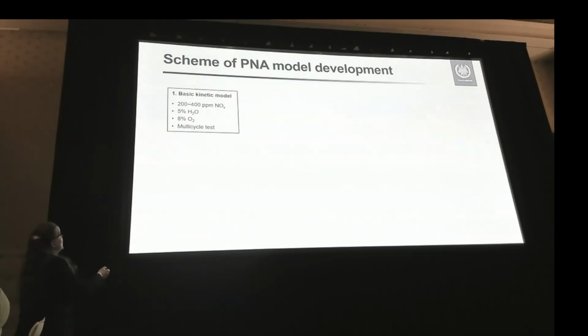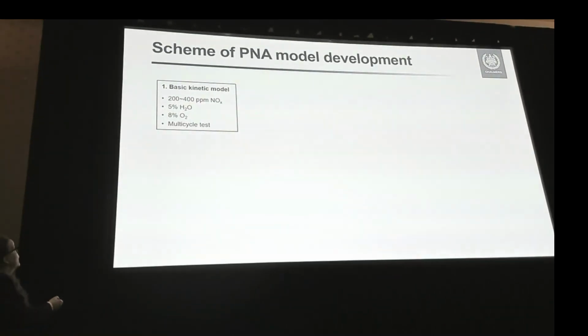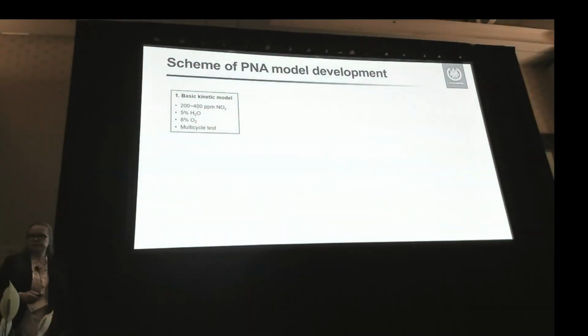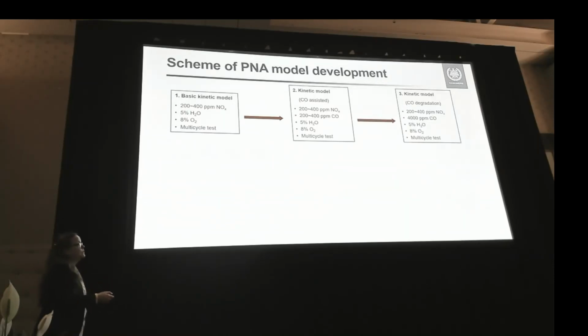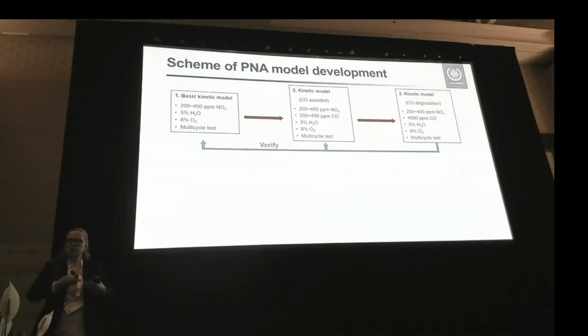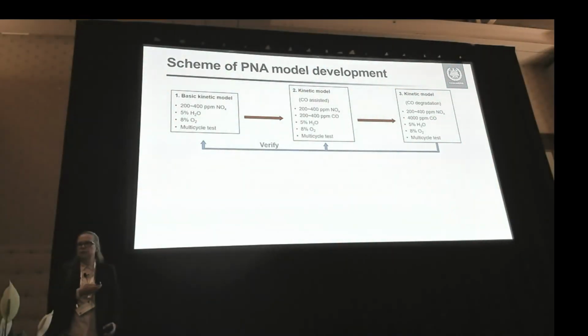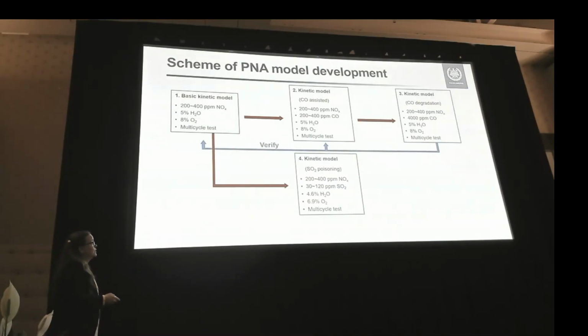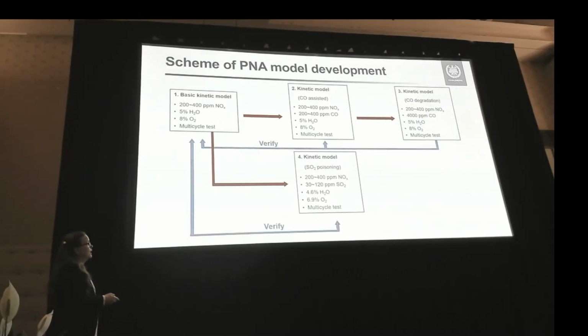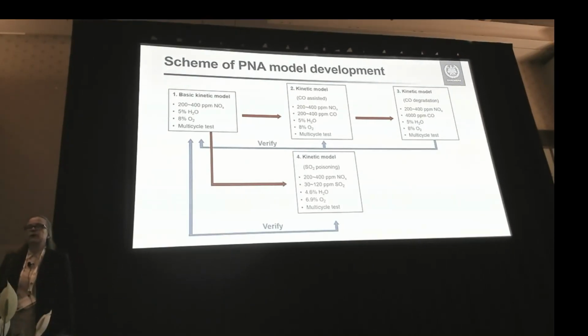First, we have a basic kinetic model where we have between 200 and 400 ppm NOx, mainly NO. It is a multiple cycle test. Then we continue with between 200 and 400 ppm CO. And then we continue again to the CO deactivation with 4000 ppm CO. We go along, develop the model, and always go back to make sure that the model can also describe the earlier conditions. Then we develop a poisoning model, where we put in 1320 ppm SO2, and finally we verify that the total model can describe all the different aspects of the experiments.